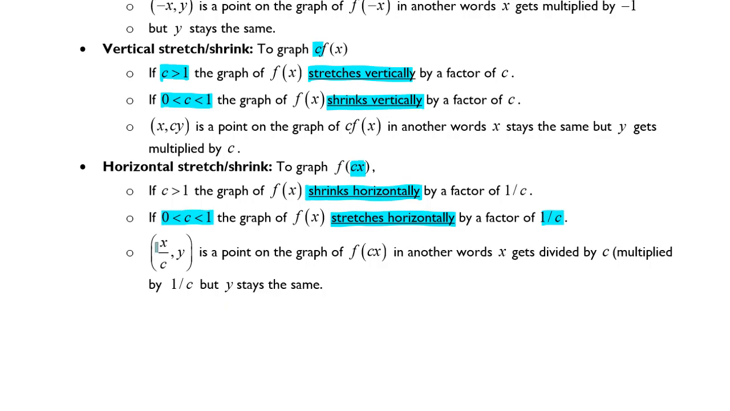If we look at the coordinate points for any given values, if you originally had the coordinate point x, y, your x values become x divided by c, y. So in other words, x gets divided by c, multiplied by 1 over c, but y stays the same.